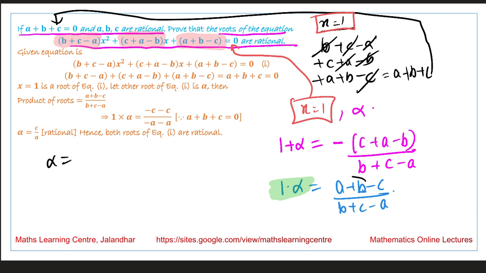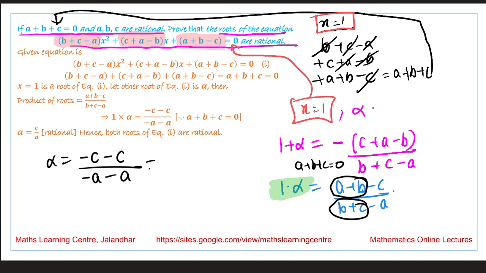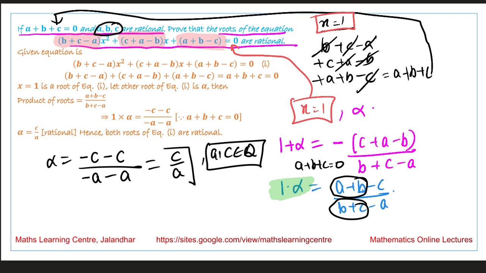in place of a plus b, we have a plus b plus c is equal to 0. So in place of a plus b, we can write minus c. In place of b plus c, we can write minus a. So the answer we obtain is minus c over a. And a and c are rational numbers, so c by a should be a rational number.